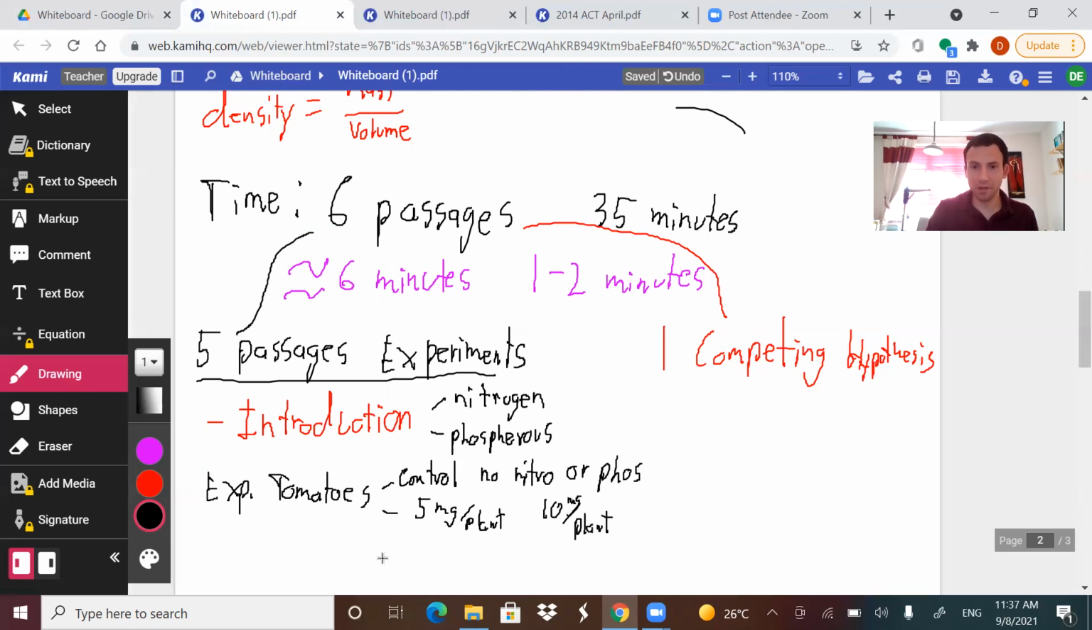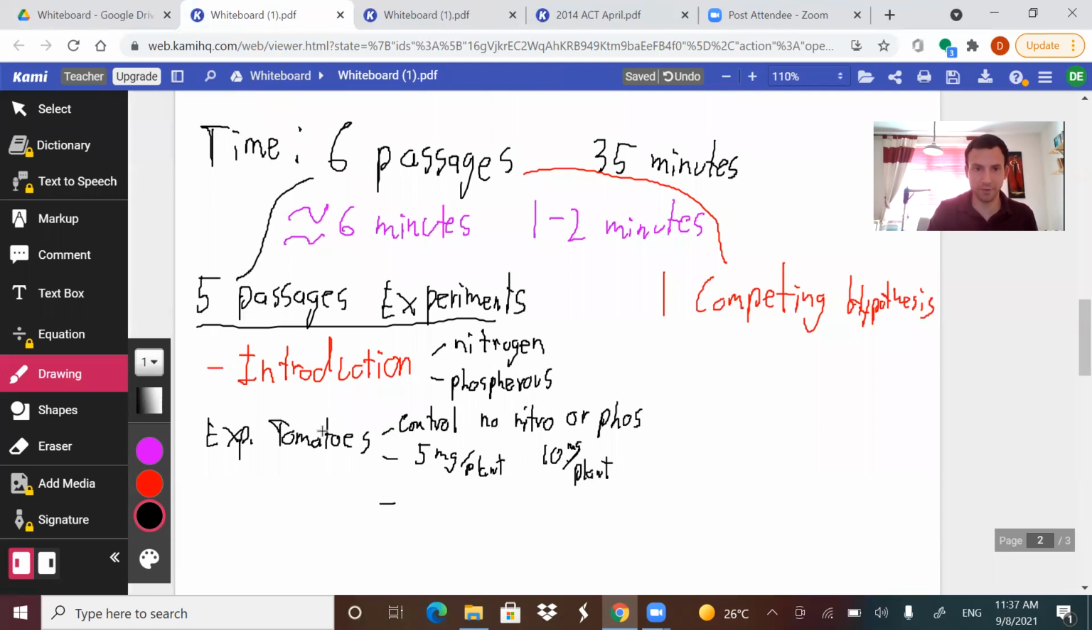And then also they'll do the same for phosphorus. So, same thing for nitrogen and phosphorus. They'll have the control that gets neither, and then they'll run nitrogen and phosphorus. And then maybe even they'll do a combination of both.